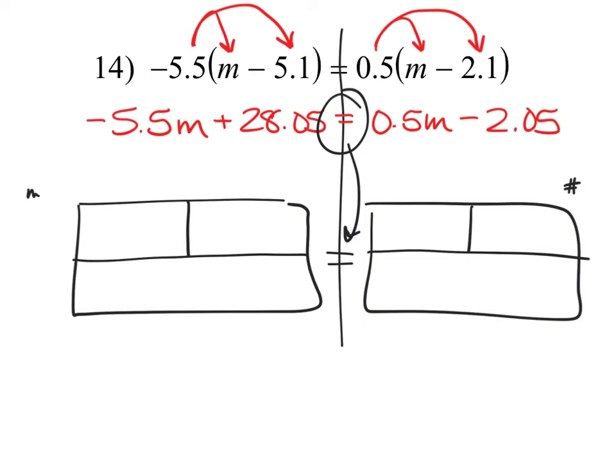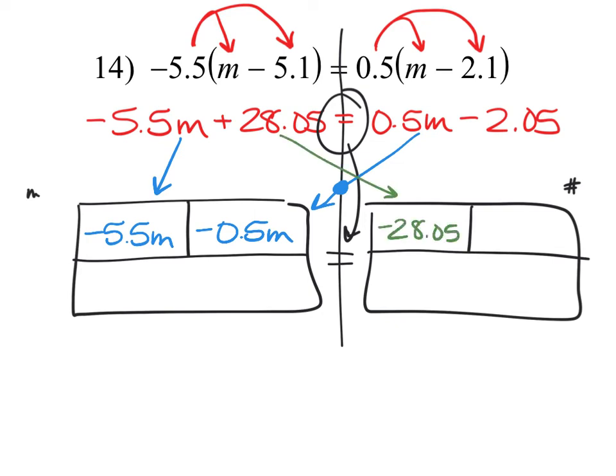Then all I have to do is organize my information. Anything with an m is going to come to the left side. So here's my 2 things with m's. However, when something crosses that center line across the equal sign, you just simply change its sign. I do the same thing for the constants. We move these guys over, negative 28.05. It became negative because it crossed the center line. And then keep the sign because it didn't cross the center line.